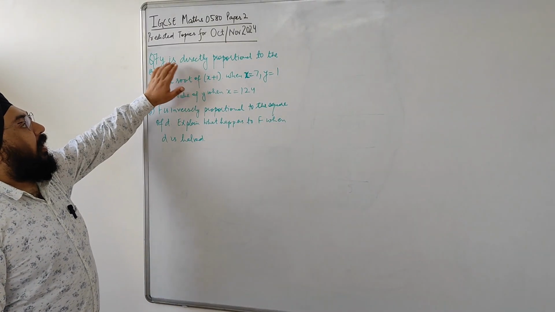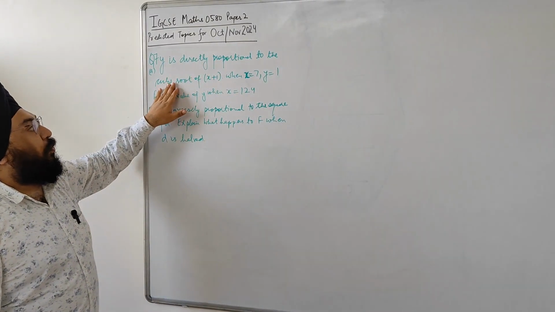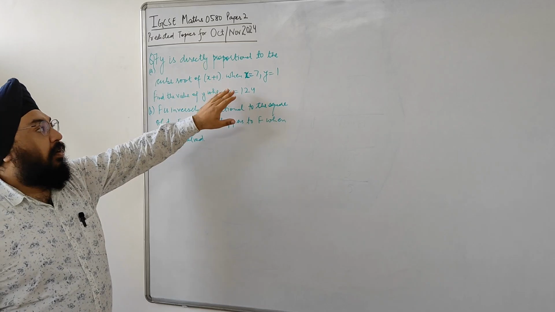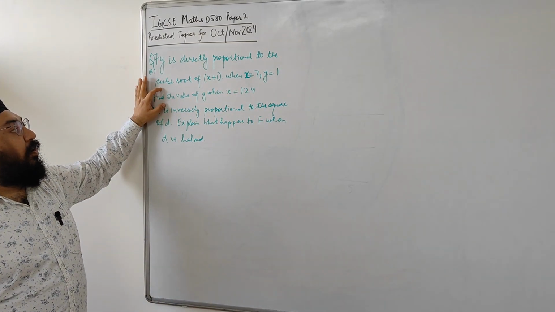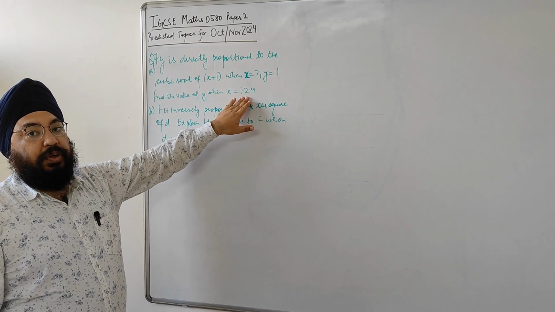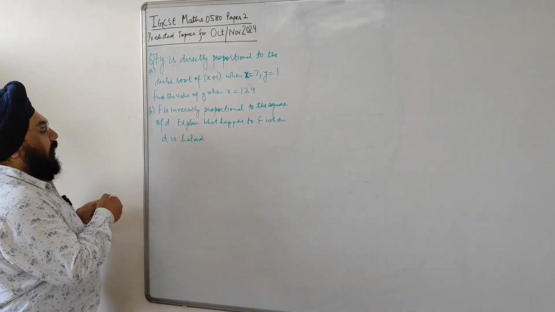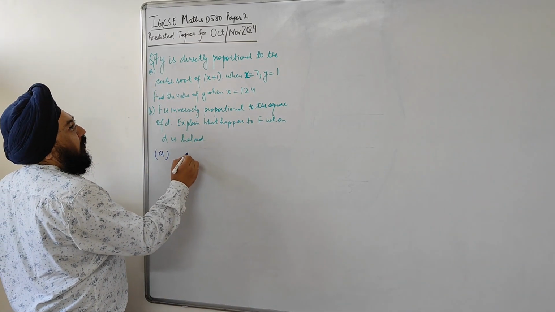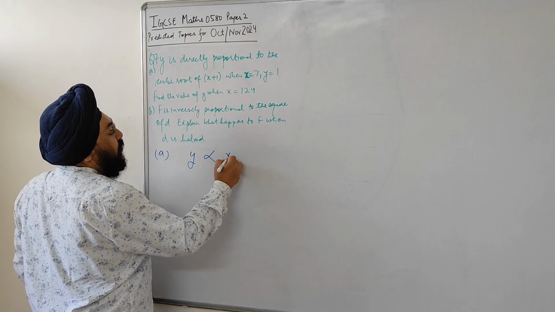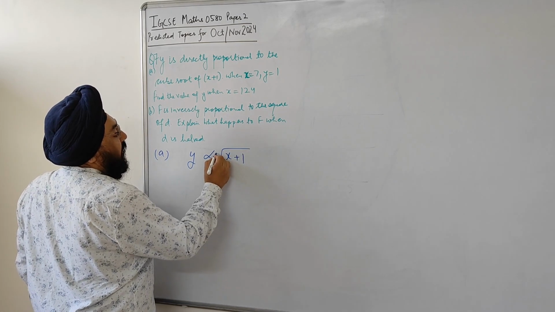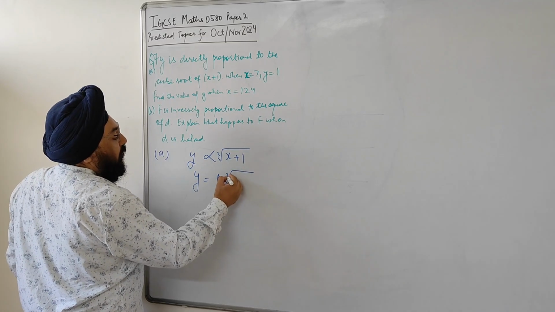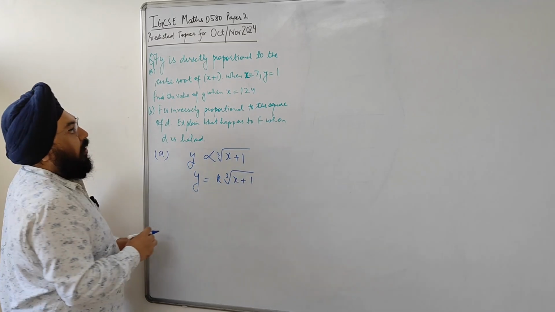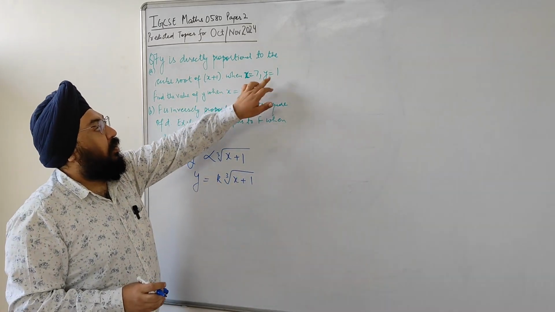Another question, y is directly proportional to cube root of x plus 1. When x is equal to 7, y is equal to 1. We need to find the value of y when x is equal to 124. First part A, y is directly proportional to cube root of x plus 1. So y can be written as k into cube root of x plus 1. Now x is equal to 7, y is equal to 1.